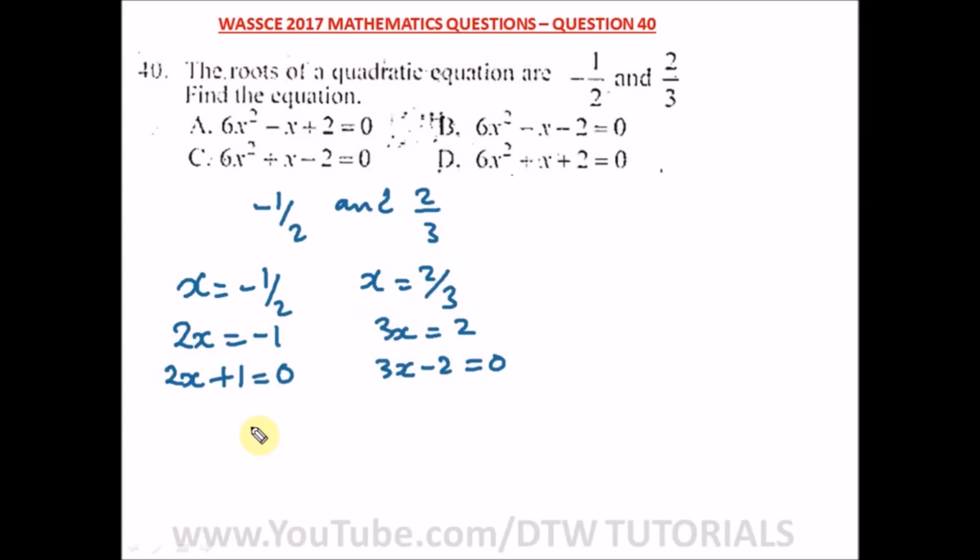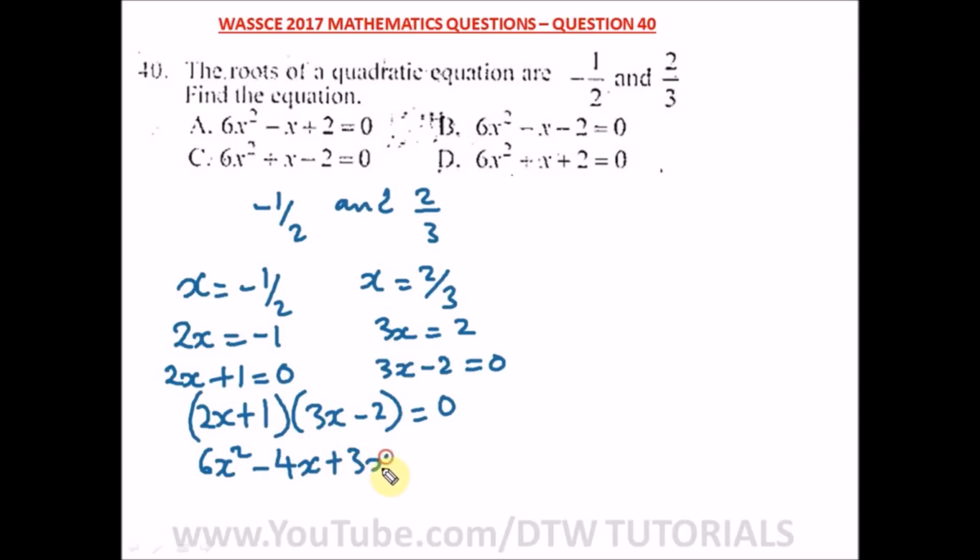Then the next thing, we'll multiply these factors. So we have 2x plus 1 bracket 3x minus 2 is equal to 0. Let's open up this bracket. 2x times 3x gives us 6x squared. 2x times minus 2 gives us minus 4x. 1 times 3x gives us plus 3x. And plus 1 times minus 2 gives us minus 2, equal to 0.